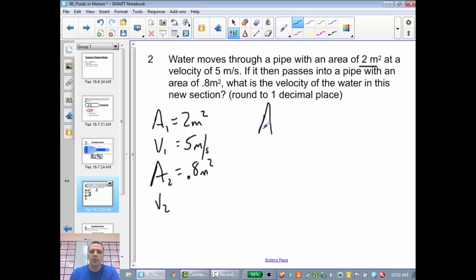But let's double check it with the continuity equation. Area 1 times velocity 1 equals area 2 times velocity 2. To solve for velocity 2, I'm going to divide both sides by area 2.